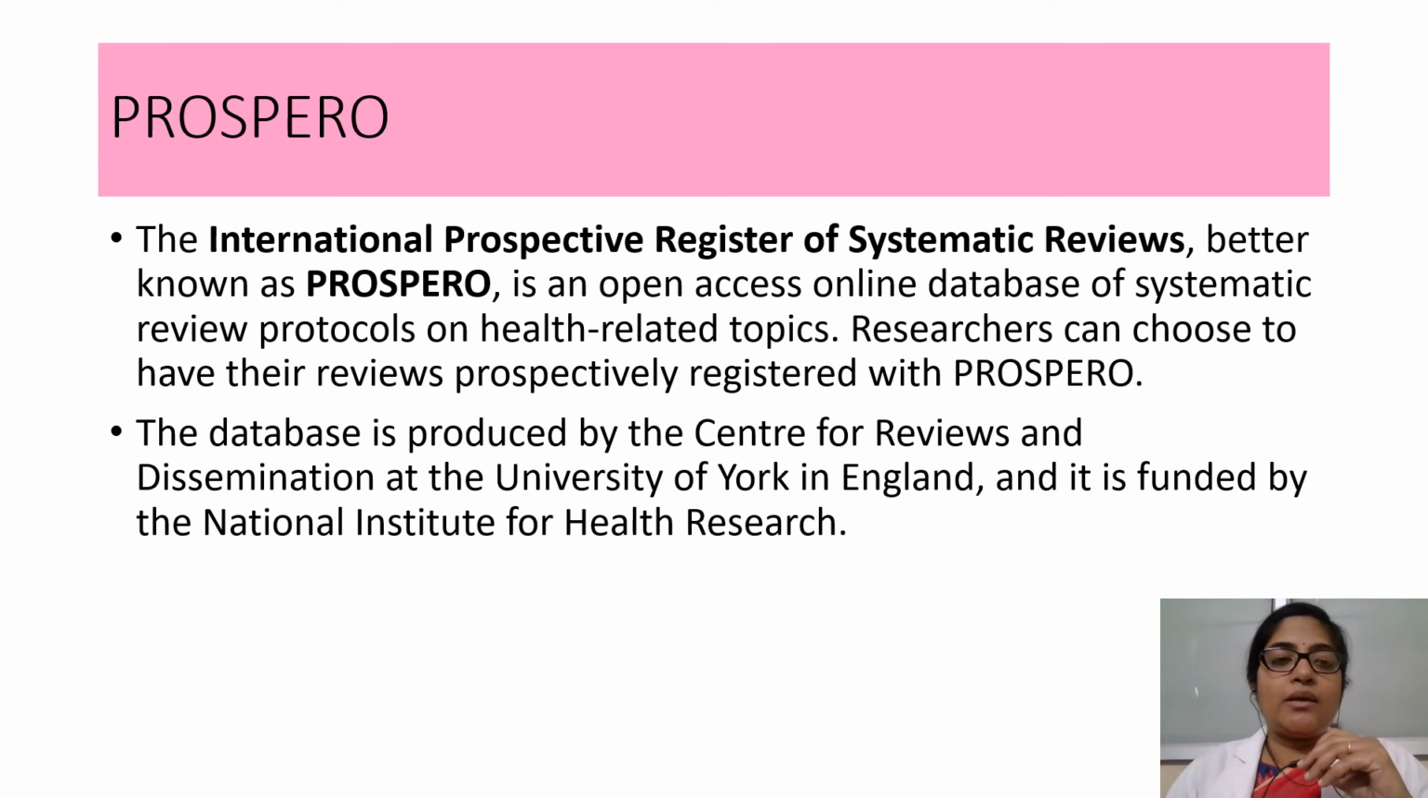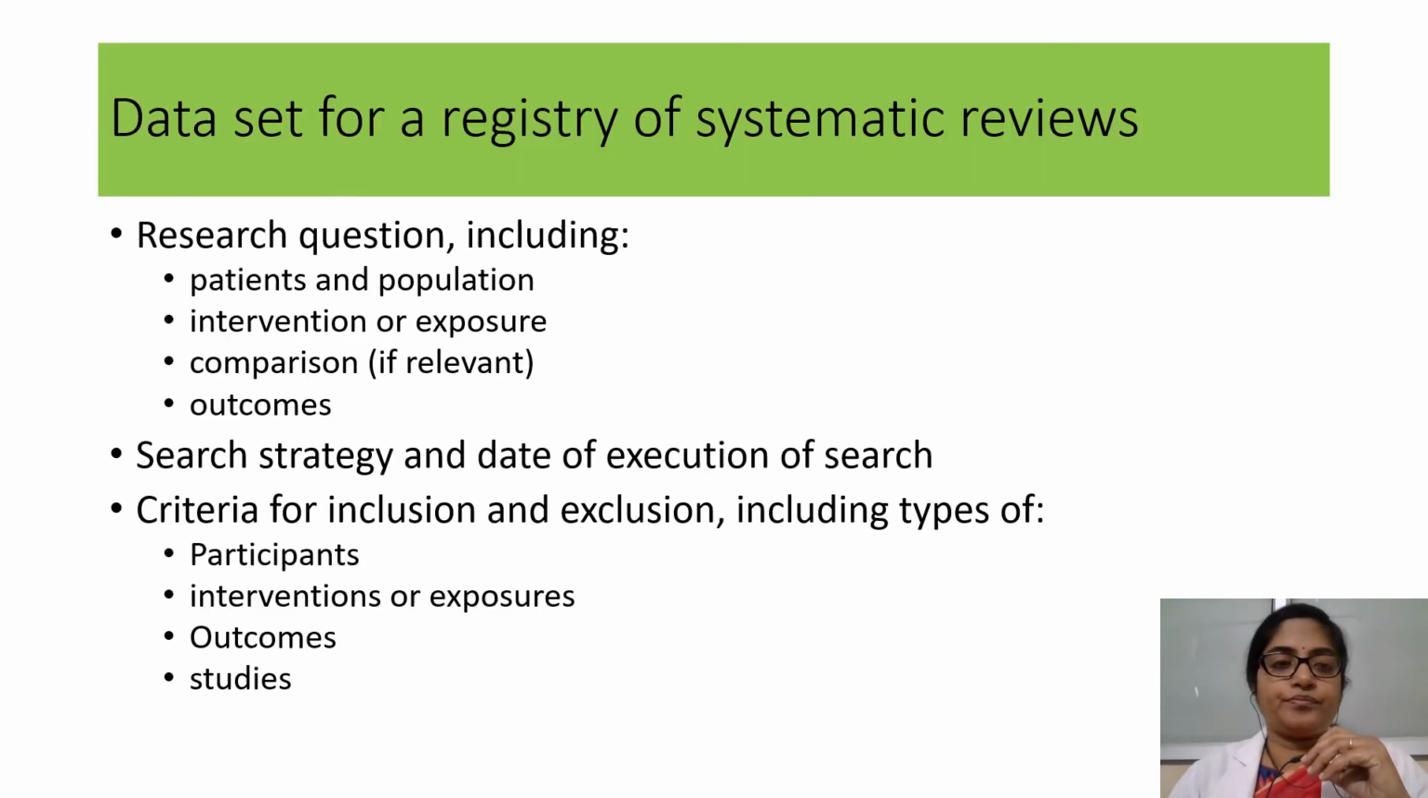Now there is another database called Prospero, the International Prospective Register of Systematic Reviews, better known as Prospero, the acronym. It is an open access online database of systematic review protocols on health related topics. Researchers can choose to have their reviews prospectively registered with Prospero. It is produced by the Centre for Reviews and Dissemination at the University of York in England and funded by the National Institute for Health Research.